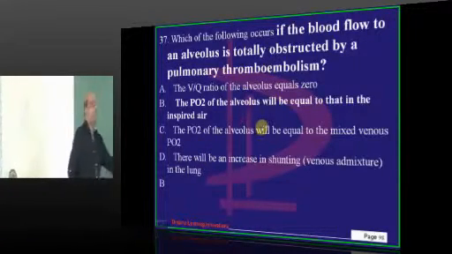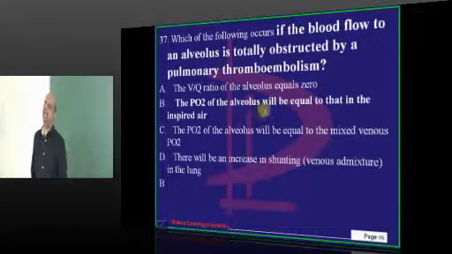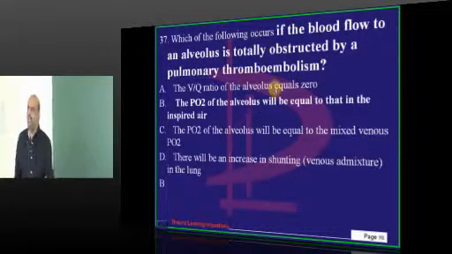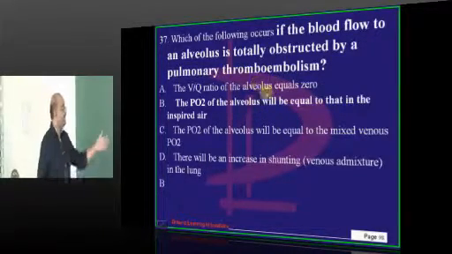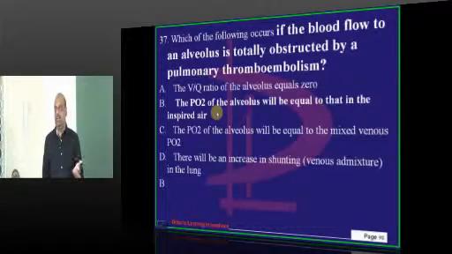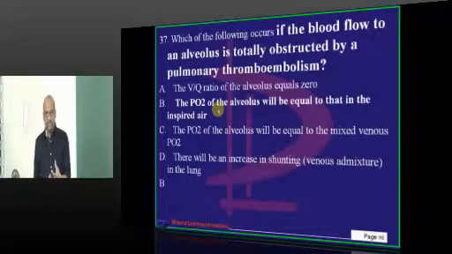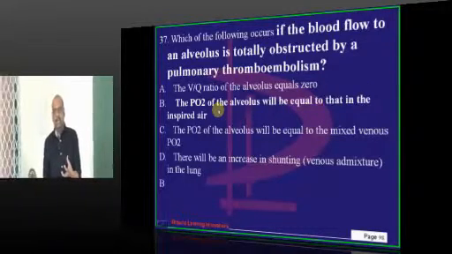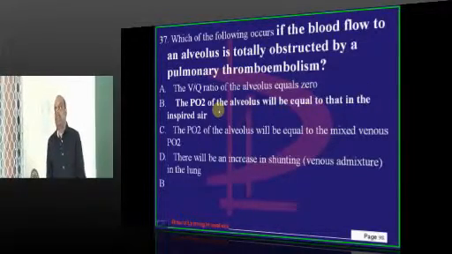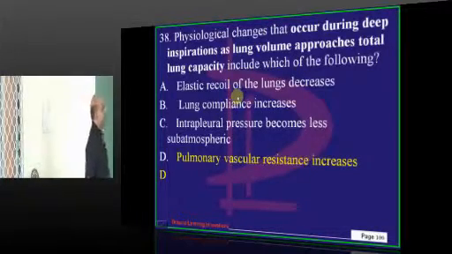Now what happens to the partial pressure of the oxygen in the alveolus? It can't move into the blood. That's the reason it remains equal to the inspired air, because there is no diffusion happening into the blood capillary, is what needs to be remembered.